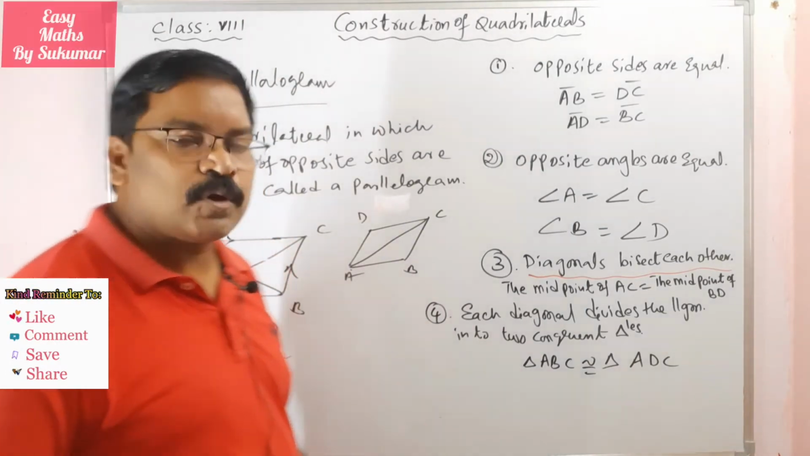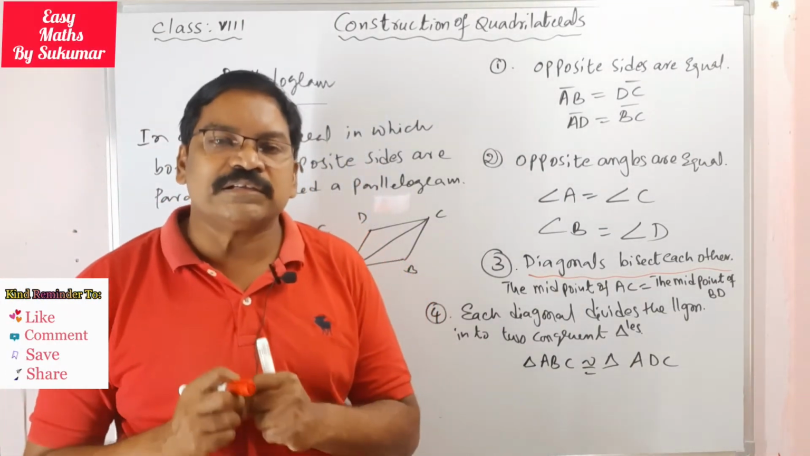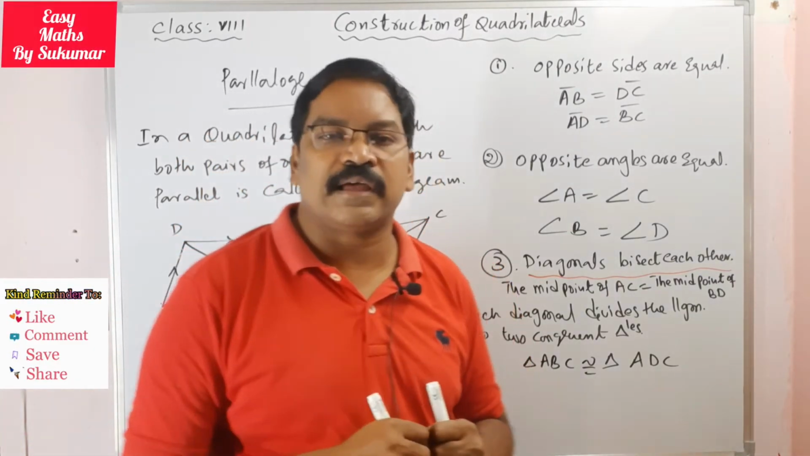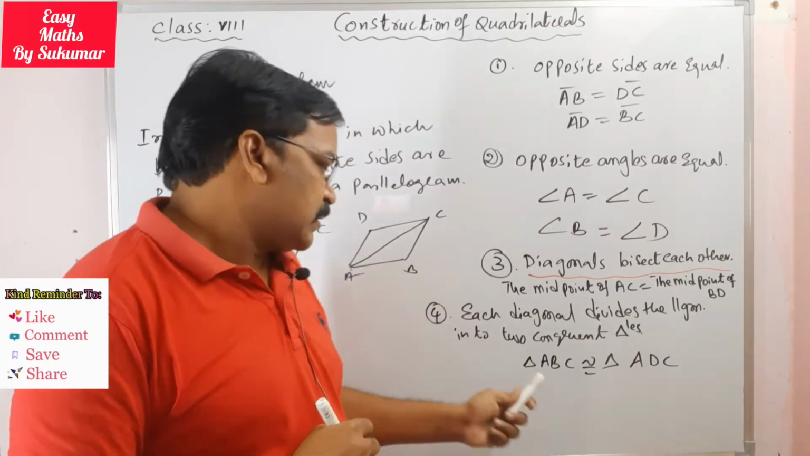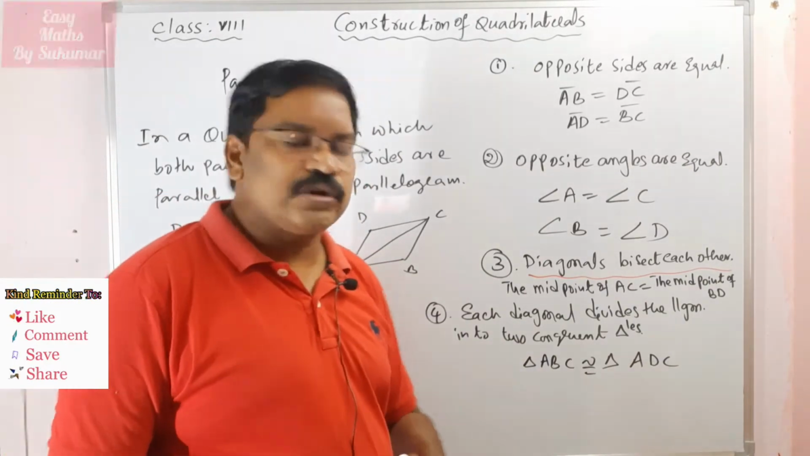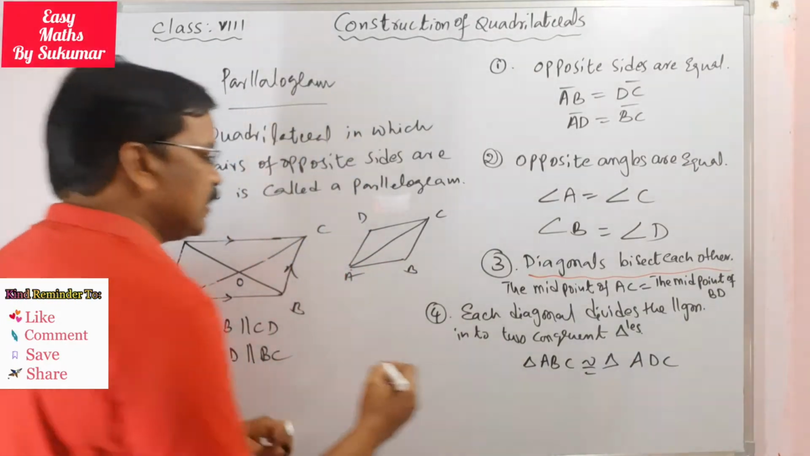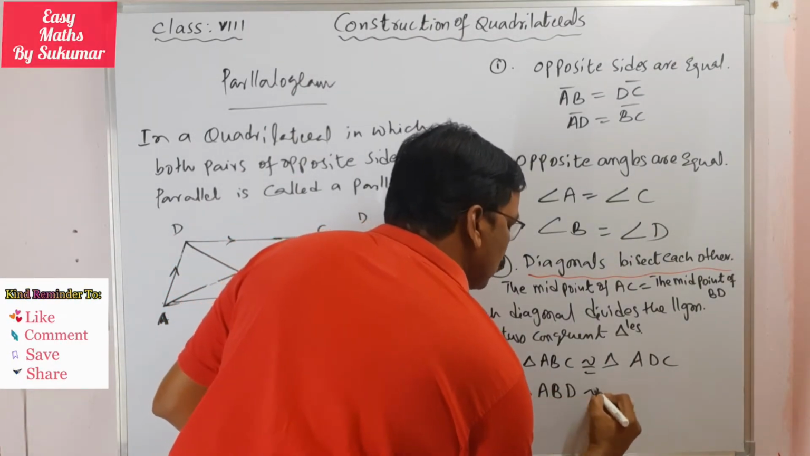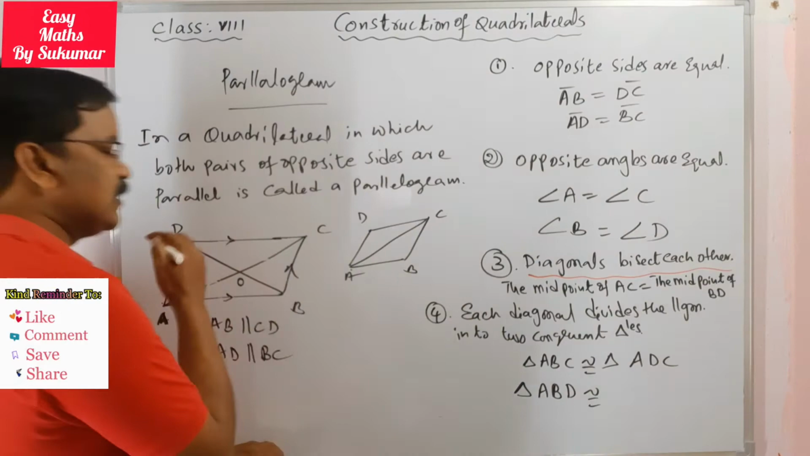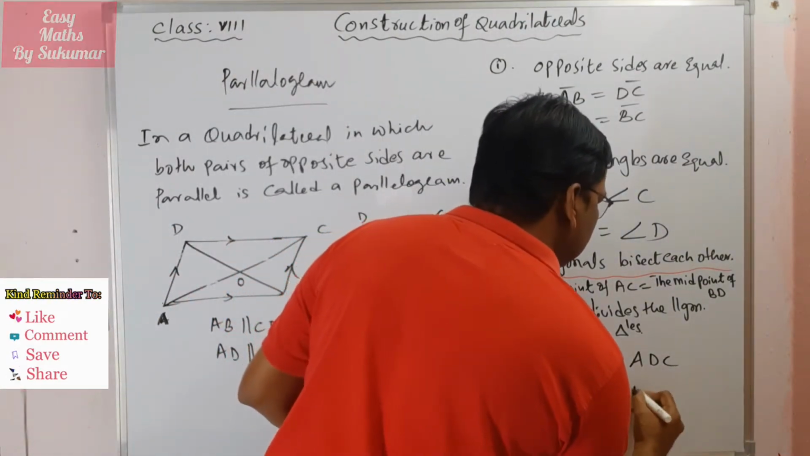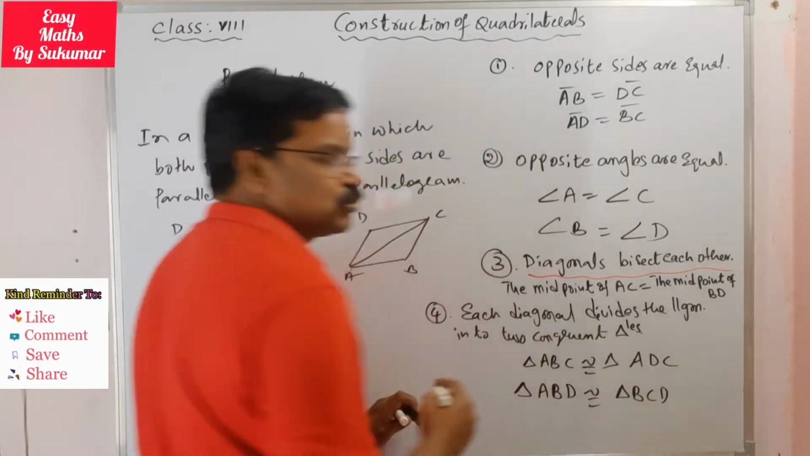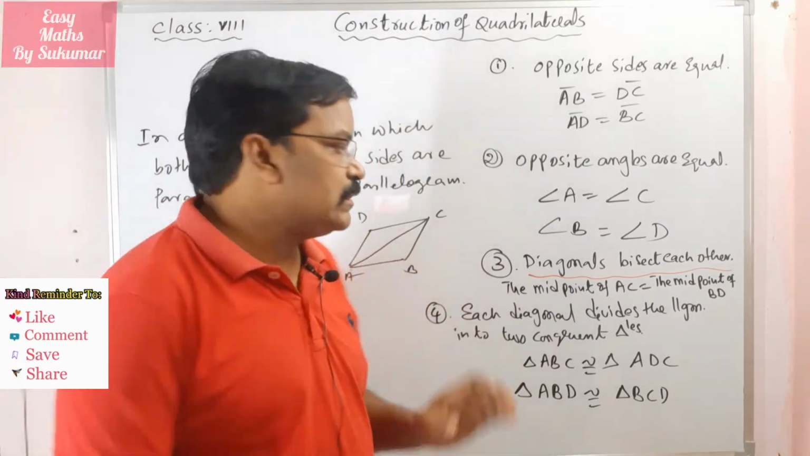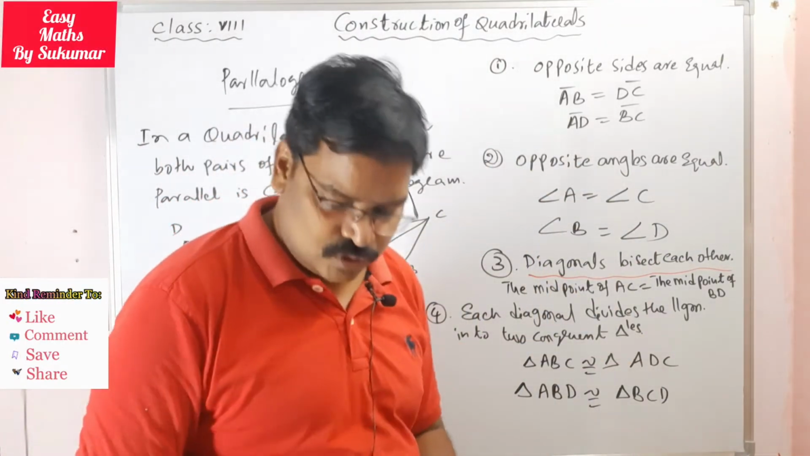And the last property is each diagonal divides the parallelogram into two congruent triangles. Right, that means triangle ABC is congruent to triangle ADC. Similarly, triangle ABD is congruent to triangle BCD. This is also according to SSS congruency rule. These are the properties of a parallelogram.